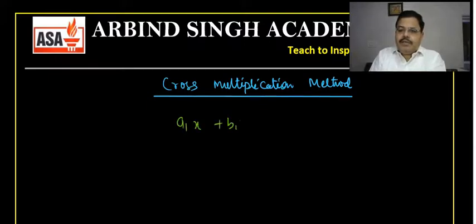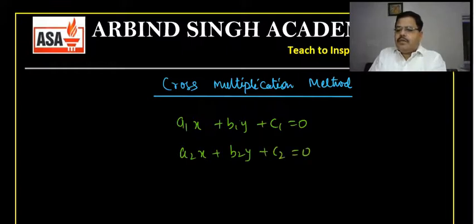A1x plus B1y plus C1 is equal to 0. A2x plus B2y plus C2 is equal to 0. To find the values of x and y, you have to make cross multiplication. First, close this one. If you close this one, then these four factors remain, except the variable: the constants b1, b2 and c1, c2. So, b1 multiplied by c2 minus b2 multiplied by c1.